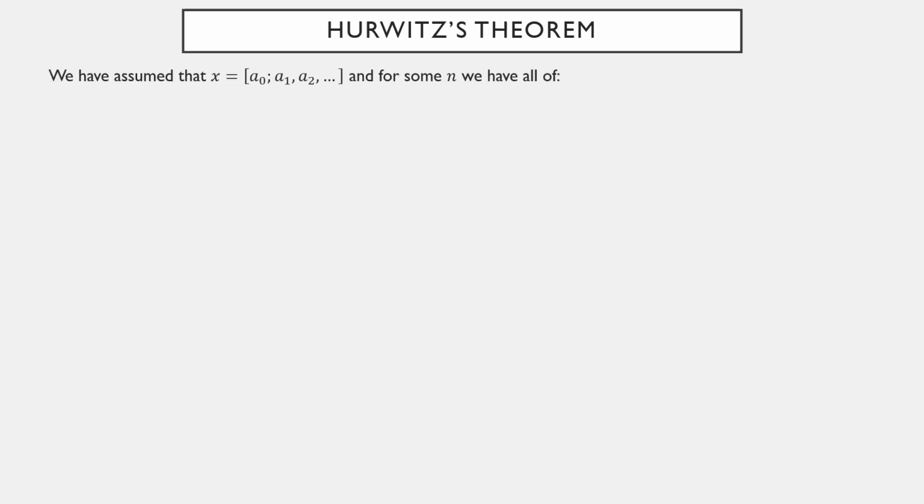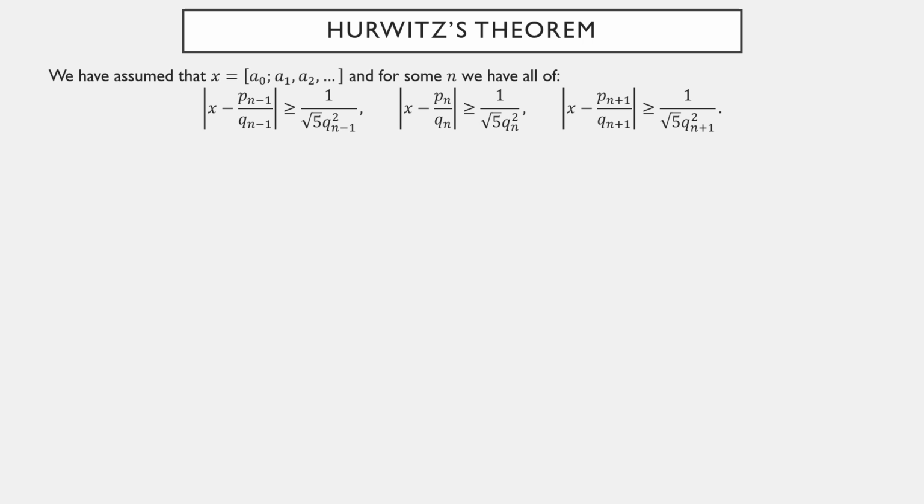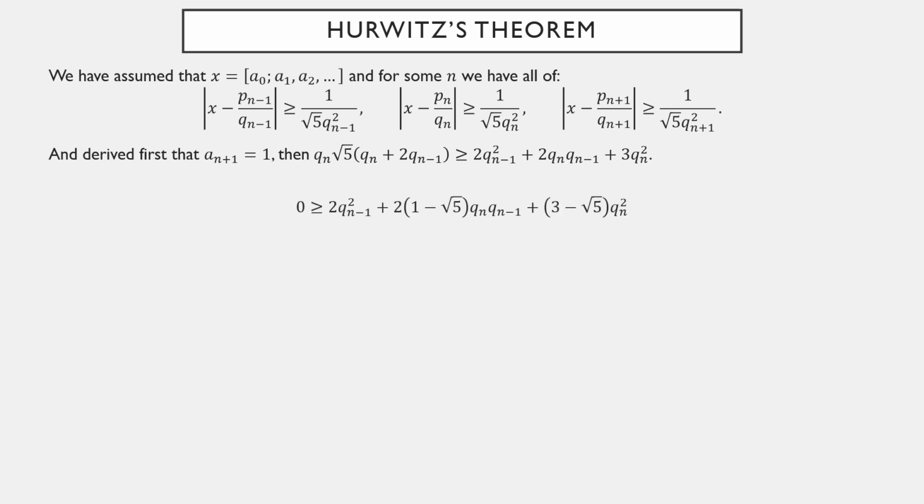So under our original assumption that for 3 consecutive indices, the convergents were further away from x than 1 over root 5 times the denominator squared, the first thing we did was show that the partial quotient a_{n+1} had to equal 1. Then using that fact, we got this nice little algebraic expression. If we move everything over to one side, we have some q_{n-1} squareds, some q_n times q_{n-1}s, and some q_n squareds.